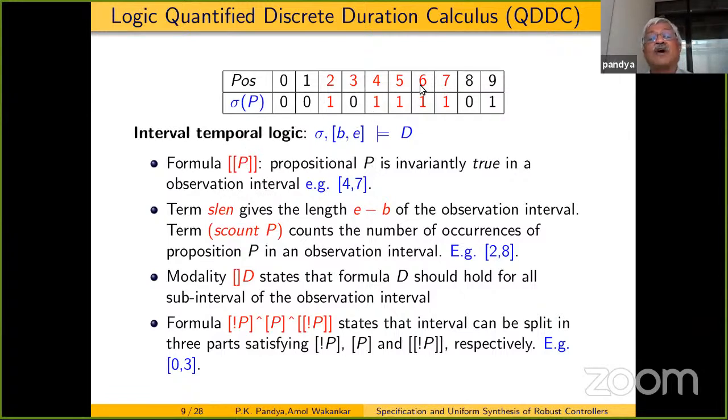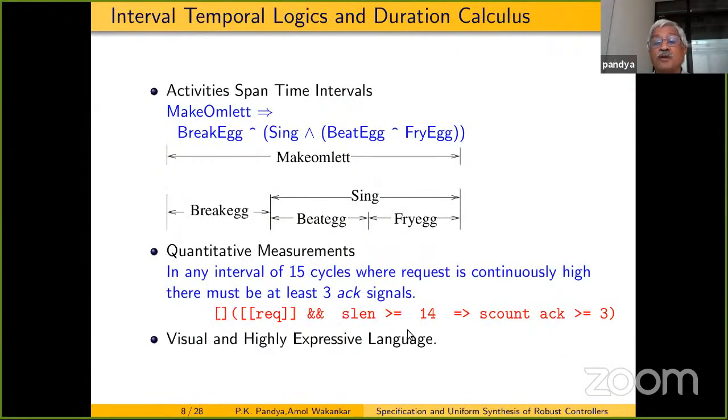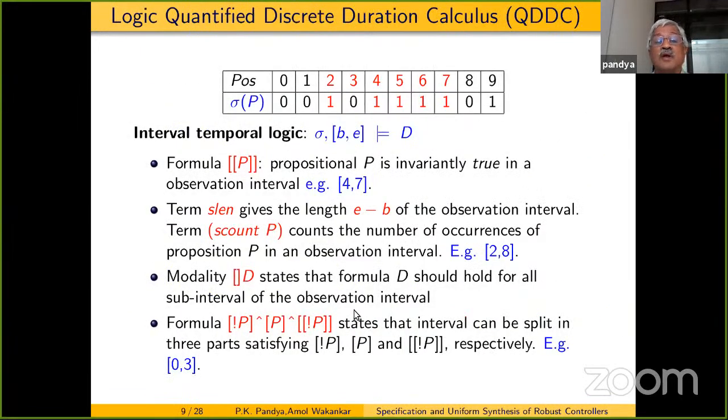SLN gives the step length of the interval, that is E minus B, where interval is BE. And S count P counts how many times proposition P was true during that interval. So if you take interval 2 to 7, S count of P will be 1, 2, 3, 4, 5, right? And what you can do is compare such a measurement, the length of the interval or the count of some proposition, with a constant. So you can only compare measurements, count of certain conditions within an interval or the length of the interval, with integer constants. That is what you are allowed to do.